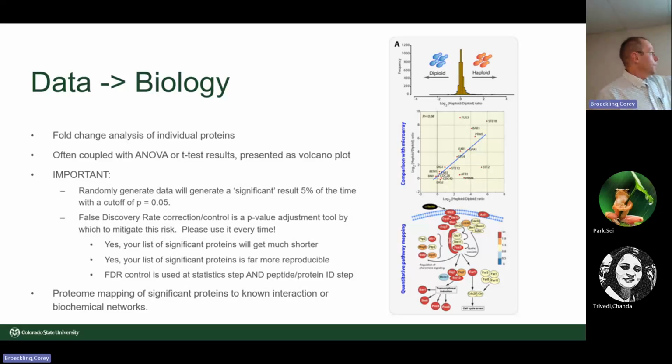It's really important to remember that randomly generated data will generate significant results. This will happen. So do false discovery rate correction. We talked about false discovery in protein ID. We also have to talk about false discovery in statistics. It does happen. It will happen, even with randomly generated data. So if you do not do false discovery rate correction, there's a very good chance that the story that you tell about your data isn't right. You obviously wouldn't be telling true stories. And so FDR correction helps enable that.